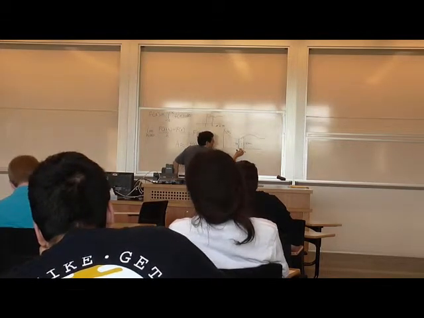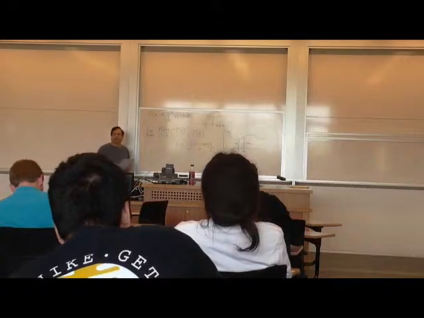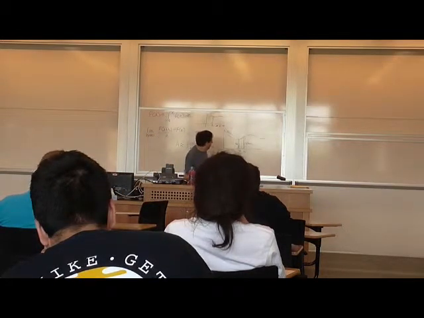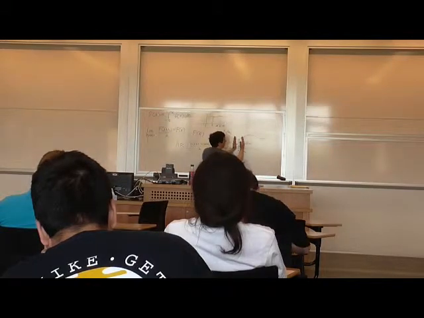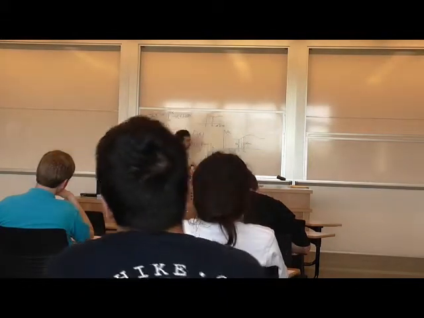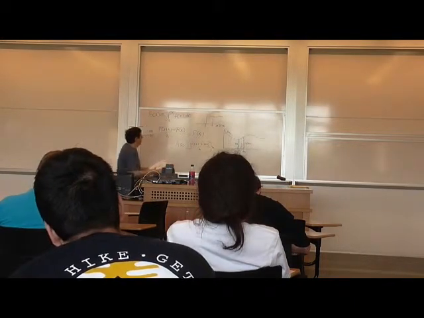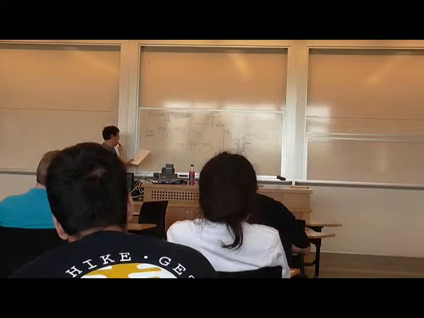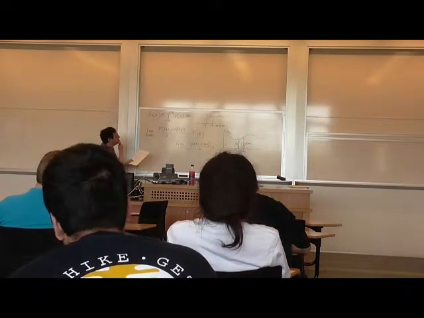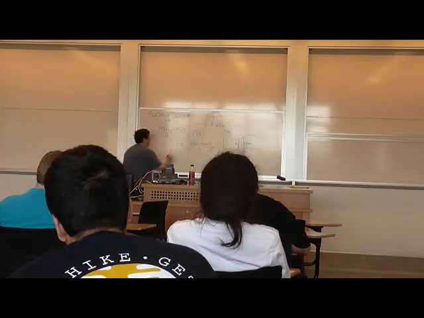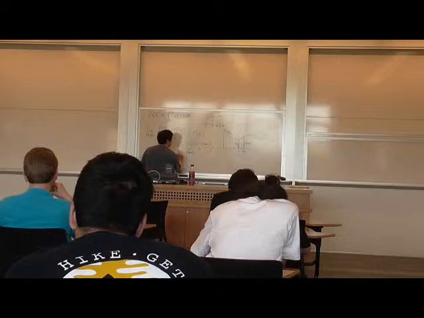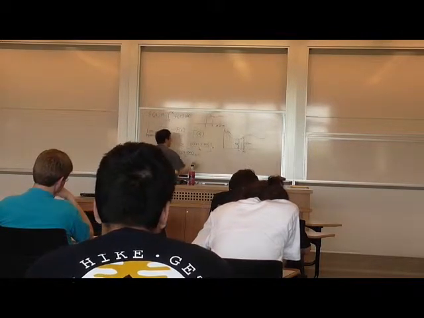As h gets smaller and smaller, what happens to this approximation? It gets better and better, right? Here we have function of x plus h. As these come together, those two get closer and closer to the same thing, f of x. Okay. So we could say the limit of f of x plus f of x plus h over 2 times h is the area, right?